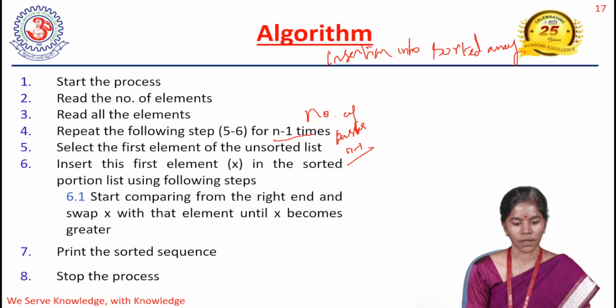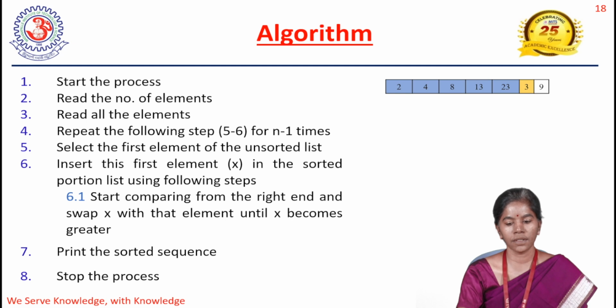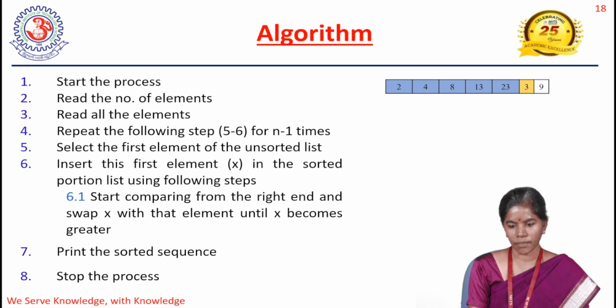So, this 6.1. Let's take from element 2 to 13. All the items are sorted. We have 2 elements in the unsorted list, that is 3 and 9. We should insert 3 into the sorted list. So you have to start comparing from the right end of the sorted array. From 23 we have to start, and move towards the left by comparing.